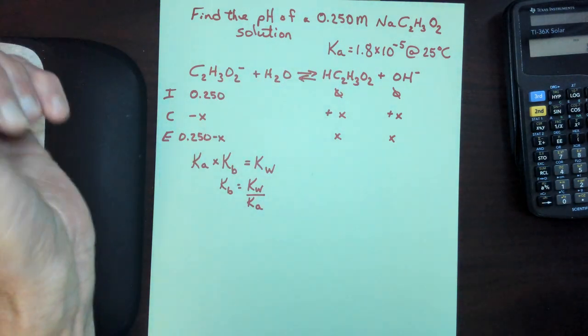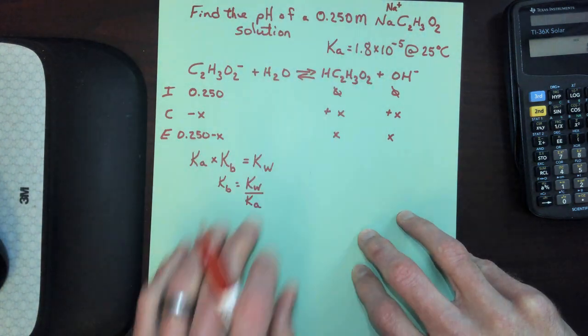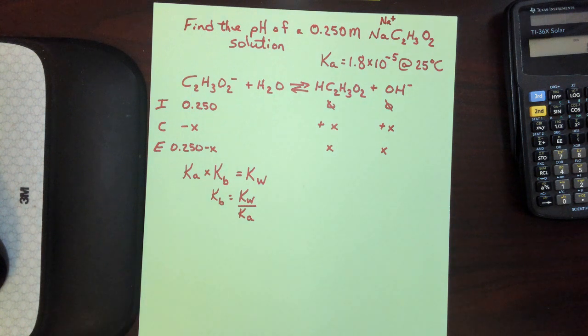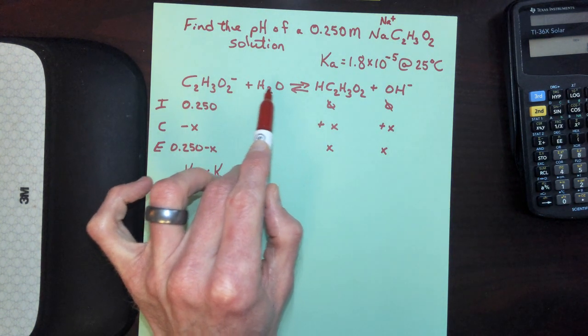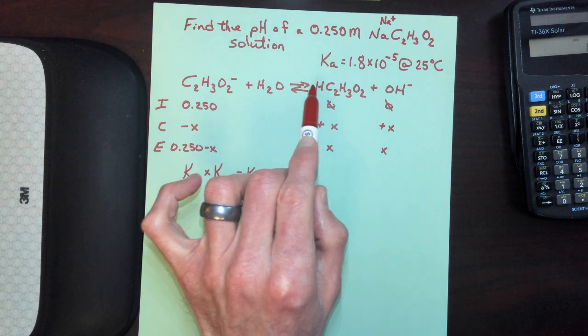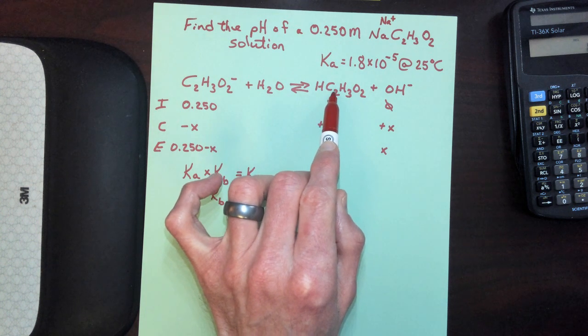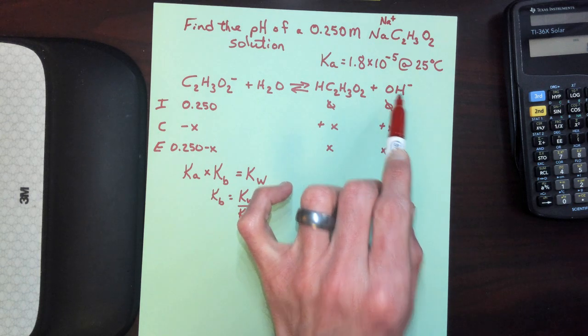Now, the sodium ion here, this Na+, doesn't have acidic or basic properties. It's a neutral cation. So what we're looking at is the acetate ion mixing with the water in solution and then recombining with the hydrogen to create acetic acid molecules and the hydroxide ion.